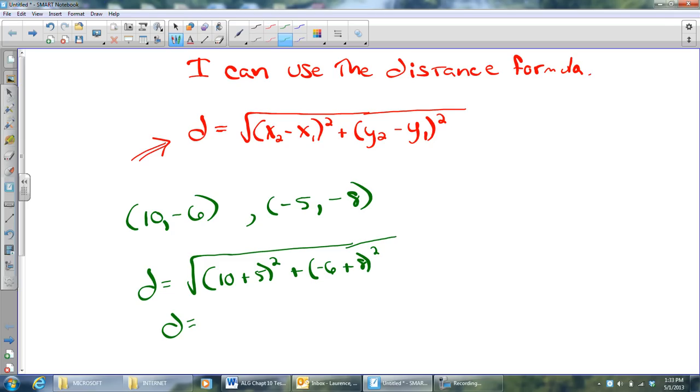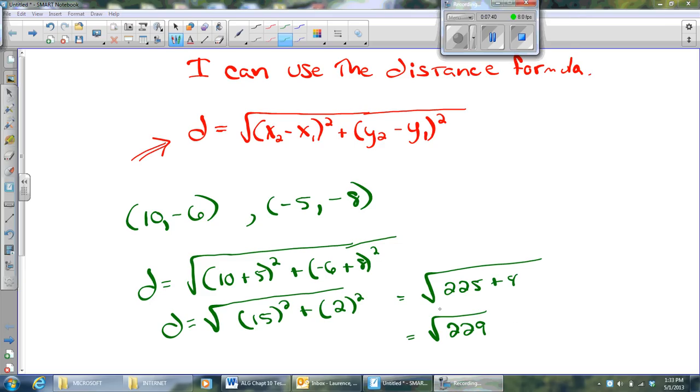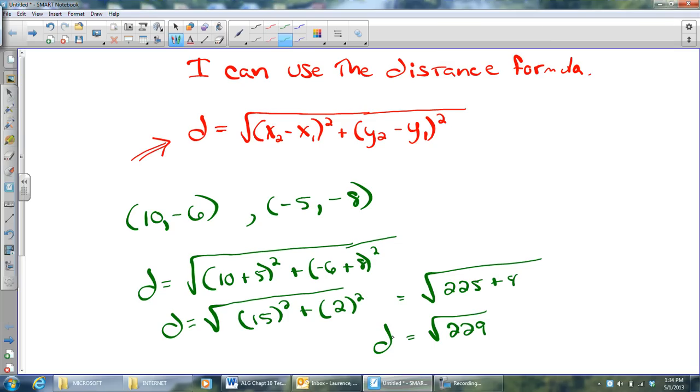And I'm going to break it down further. So it looks like I'm going to have 15 squared, and then I'm going to have 2 squared, which will end up being the square root of 225 plus 4, which is the square root of 229. So D is exactly equal to the square root of 229. I can go ahead and get a decimal approximation for that, and I'm going to get 15.1. So D is approximately 15.1.